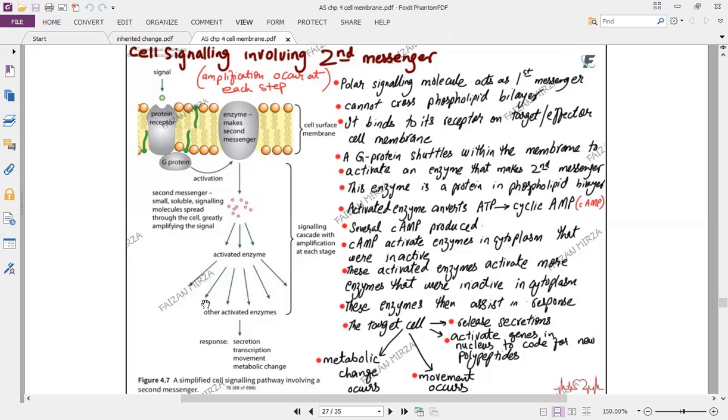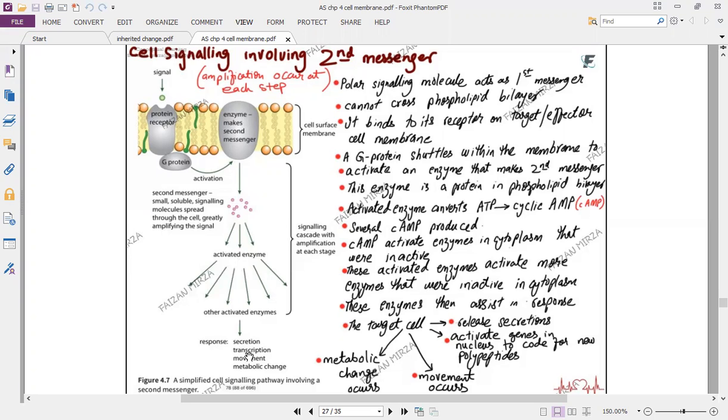These activated enzymes will go on and activate even more enzymes which initially were still inactive. So once those enzymes have been activated in multiple tiers, these enzymes will be activated one after the other, and eventually the response will come about. The cell will start to either secrete a substance which the cell signaling molecule wanted it to, or the cell will start to undergo transcription.